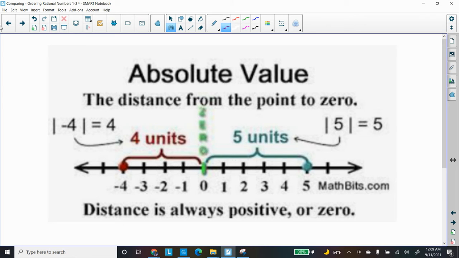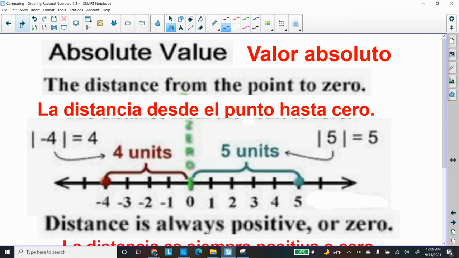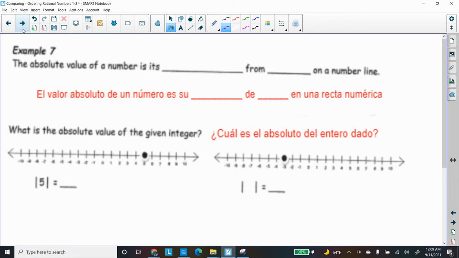So let's pass this next one. That's my Espanol. So let's put an answer for these blanks. Absolute value of a number is its, hopefully you remember, its distance away from 0 on the number line.